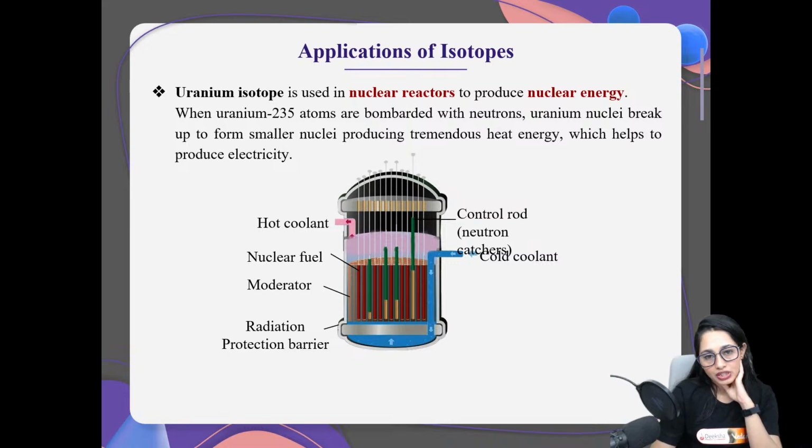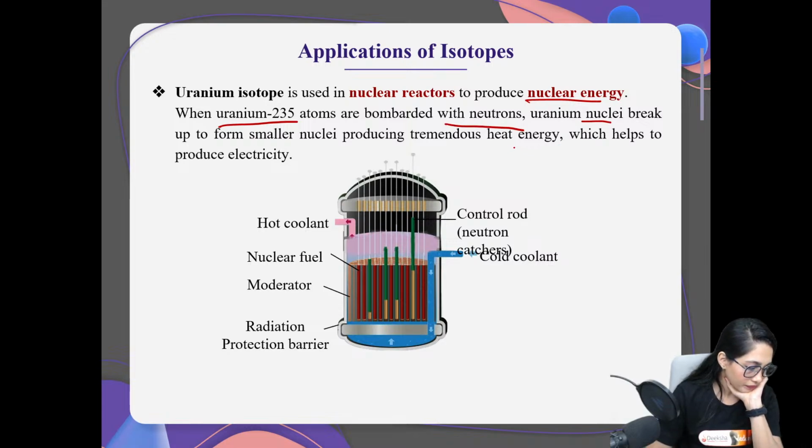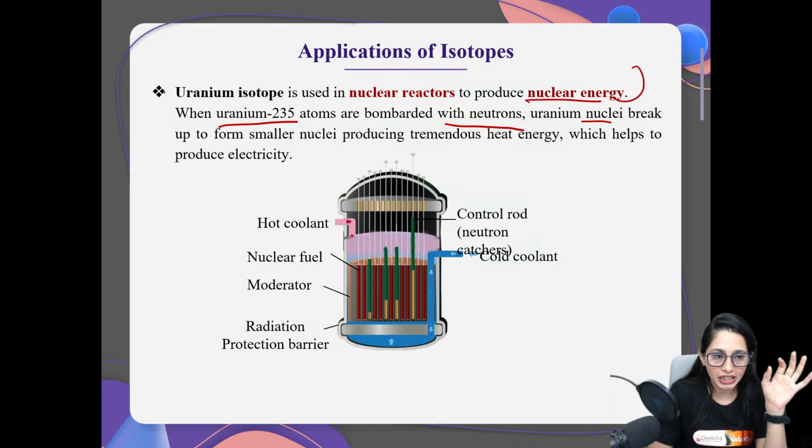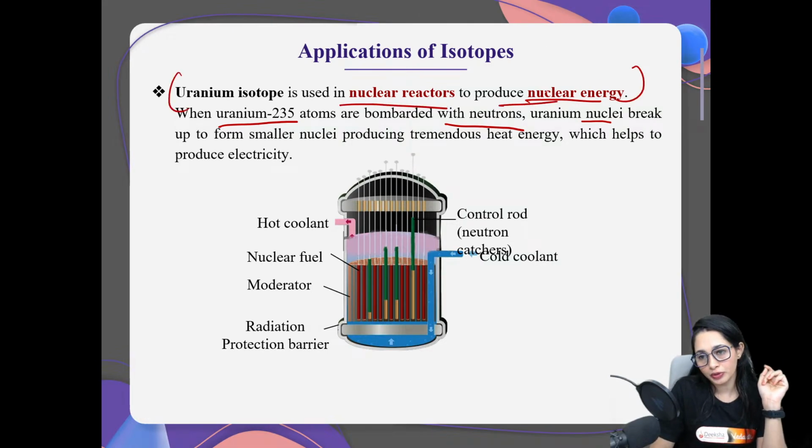The uranium isotope is used in nuclear reactors to produce nuclear energy. When uranium-235 atoms are bombarded with neutrons, uranium nuclei break up. I already covered that for the CBSE or state board syllabus for your final exams, but not for foundation courses. Okay, we'll cover that. So basically remember this, uranium isotopes are used in nuclear reactors to produce nuclear energy. It is radioactive in nature.